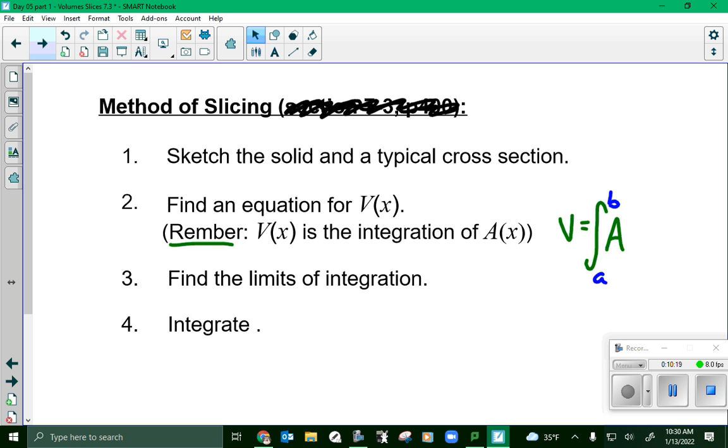Okay, that's really it. So when you're finding the equation for the volume, let's remember what math means. Volume means equal to the integration of the area, okay? Oh my goodness.